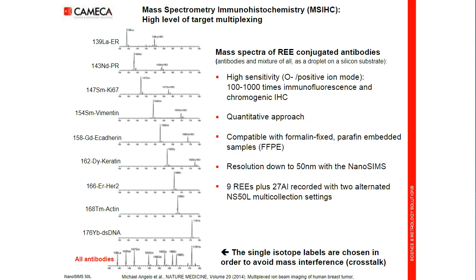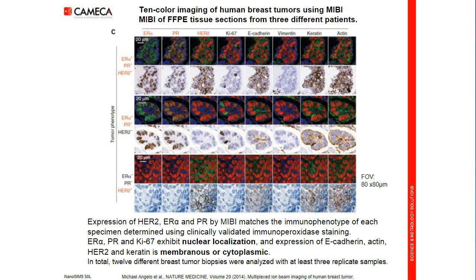So here, see the result. We have 9 antibodies that were detected in parallel, and they match well the validated standard immunoperoxidase staining, optical microscopy. So this is a method allowing a higher level of parallelism with a good lateral resolution down to 50 nanometers on the NanoSIMS.